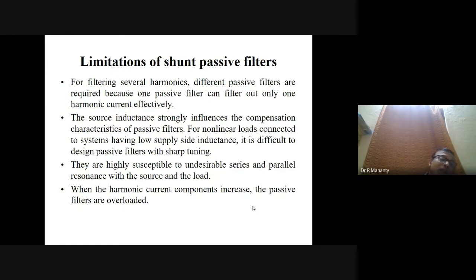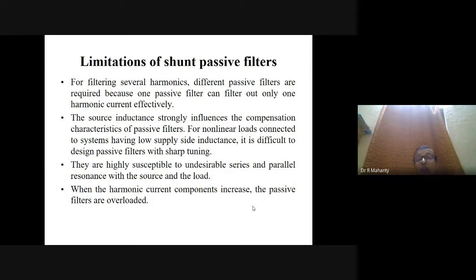The limitations of shunt passive filters: for filtering several harmonics, different shunt passive filters are required, because one passive filter can filter out only one harmonic frequency current effectively. The next one is that the source impedance strongly influences the compensation characteristics of shunt passive filters. For nonlinear loads connected to systems having low supply side inductance, it is difficult to design passive filters with sharp tuning. Now, if the source inductance is very small, which is known as a stiff bus.